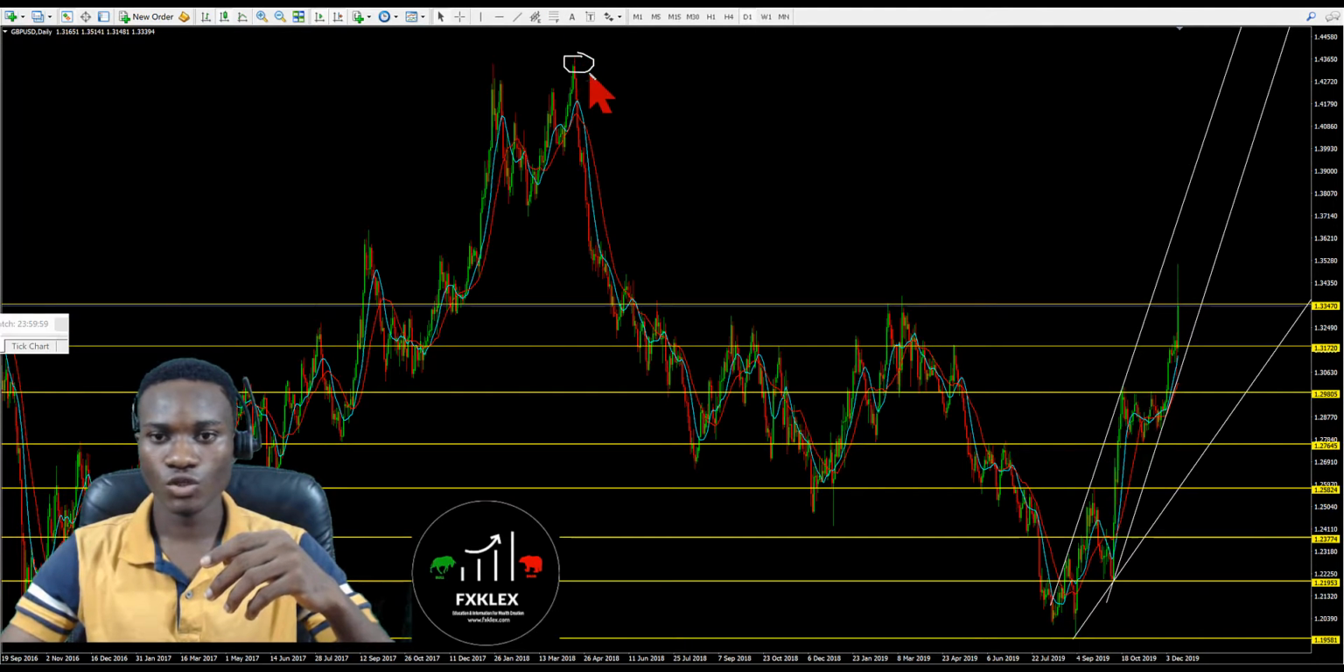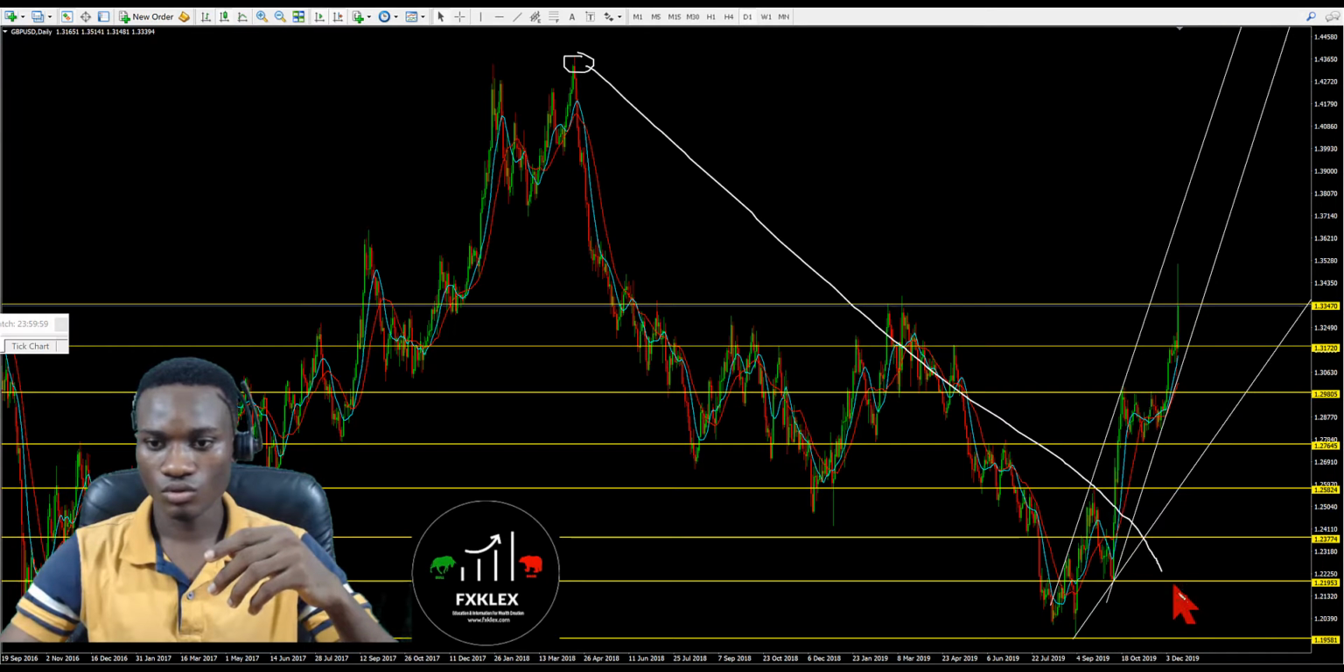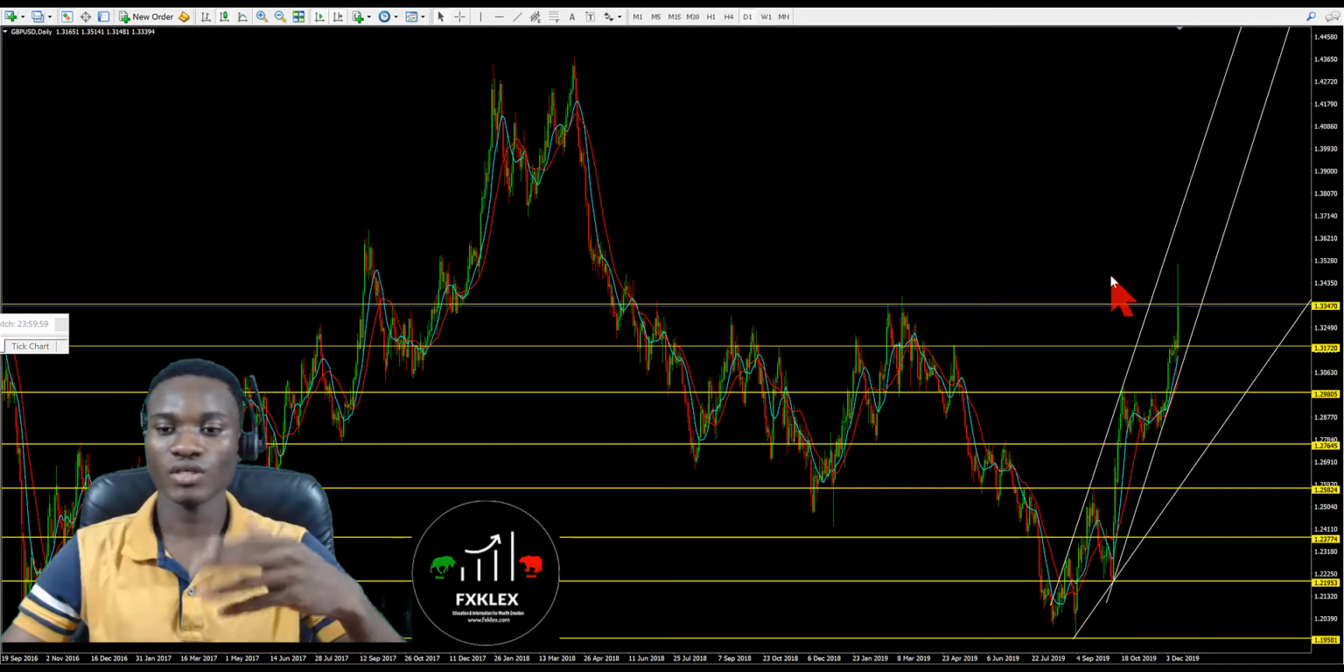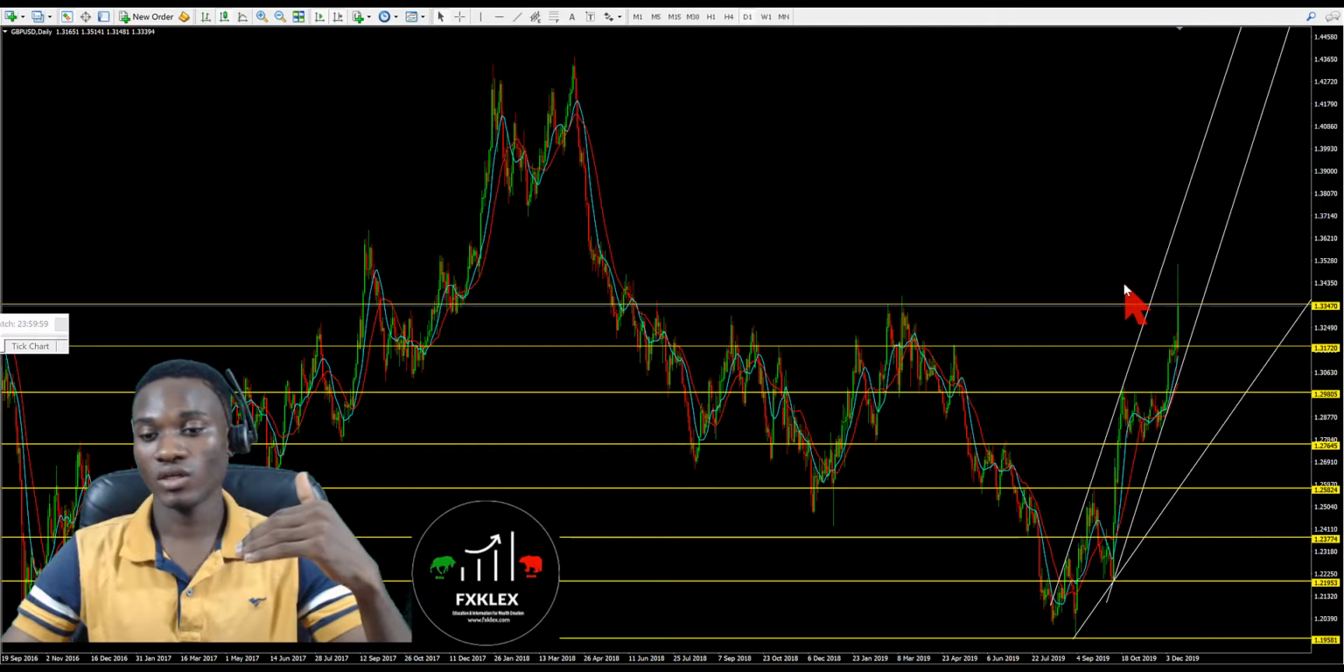This is it, from this extreme peak right there downward. So this is still a short-term bullish trend here. In this kind of market, you have to be very careful with the position size you're going to be executing.